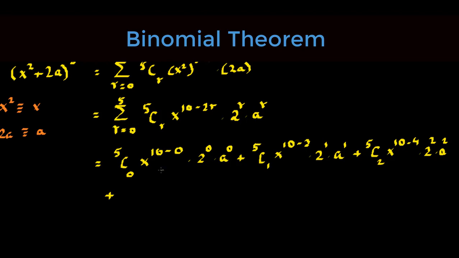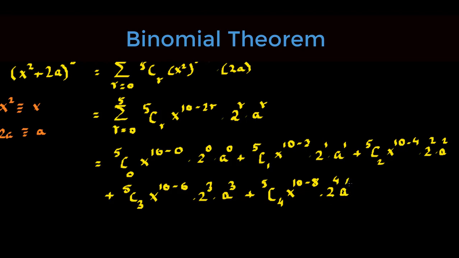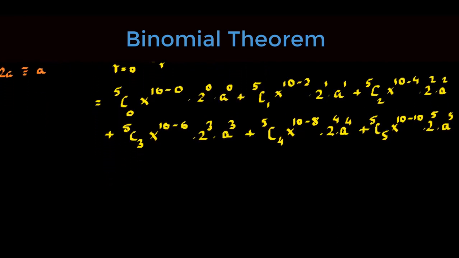Then the fourth term, yes, 5c3 x raised to the power 10 minus 3 times 2, which is 6, 10 minus 6, 2 raised to the power of 3 times a raised to the power of 3, plus 5c4 x raised to the power 10 minus 2 times 4, which is 8, 10 minus 8, times 2 raised to the power of 4 a raised to the power of 4, plus 5c5 x raised to the power 10 minus 10 times 2 raised to the power of 5 times a raised to the power of 5.